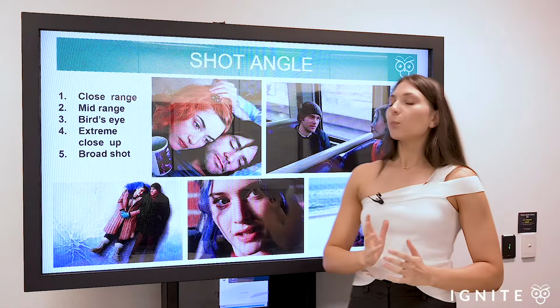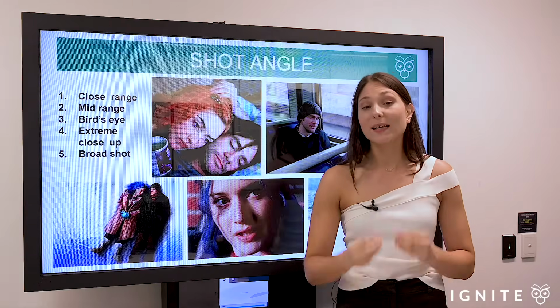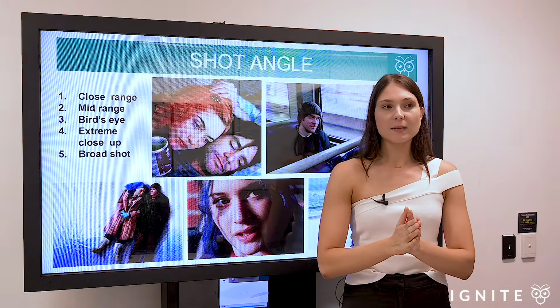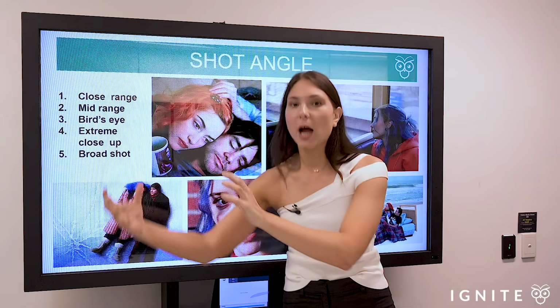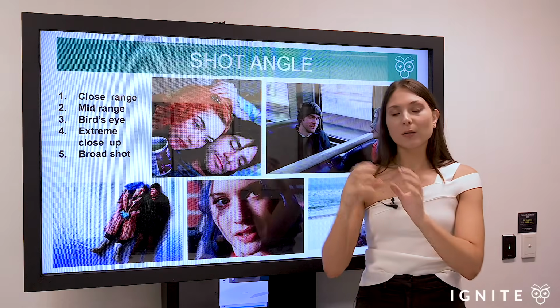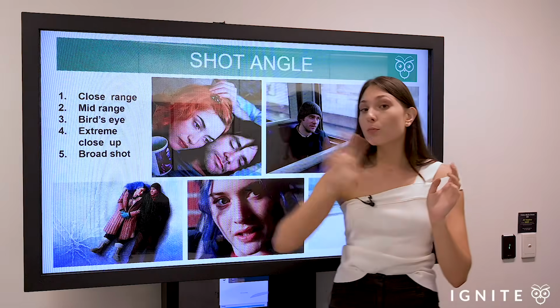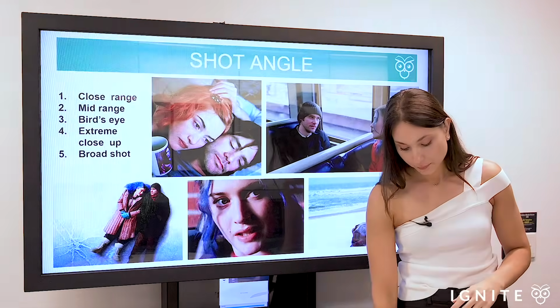So shot angle. When you're doing your actual analysis, it's quite nice to start off your sentence with the shot angle that's being used. So you may say something such as, within the close range shot, the composer's use of lighting, or within the broad range shot, the mise-en-scene features. It's a nice way to start off your sentence and then move into your analysis. Okay, so that's your shot angle.